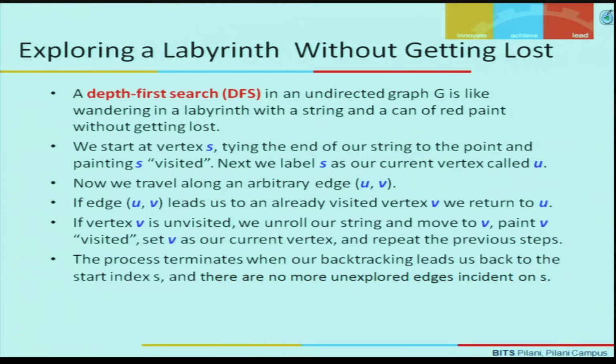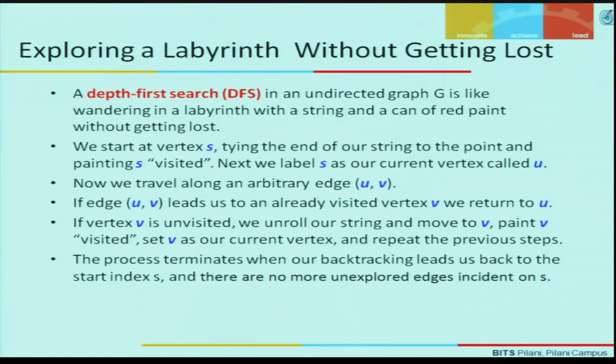Now, we take an arbitrary edge which is incident on u. If this edge leads us to an already visited vertex, we return to u. Initially when we start, the first edge that we traverse will always lead to a vertex which was not visited earlier. But as we go deeper in our path, it might happen that the edge that you traverse leads to a vertex which has already been visited. So, if the edge u v leads us to an already visited vertex v, we return to u.